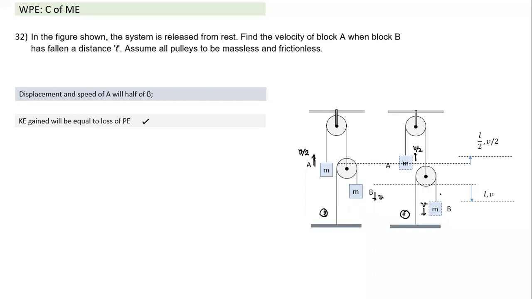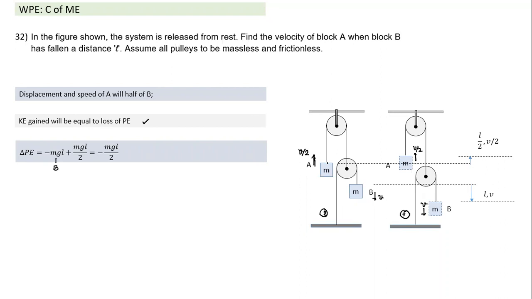See, block B has moved down. Block B has lost potential energy and A has moved up, it has gained potential energy. So what is the net loss? How do we calculate net loss? So the change in potential energy, this one is negative because it has come down. It has come down distance L. So this is minus MgL for block B.